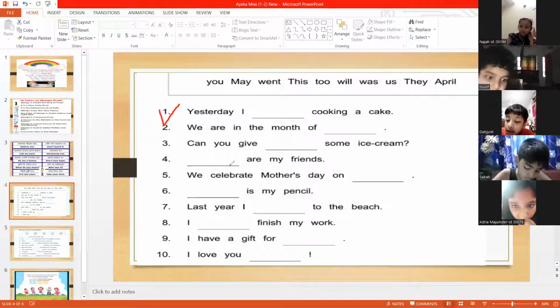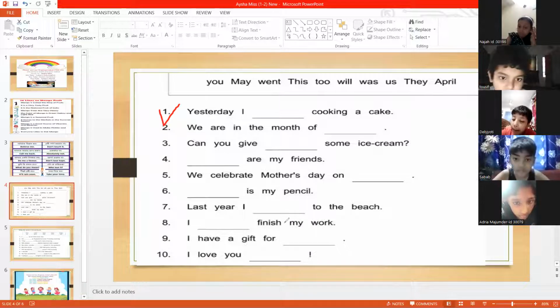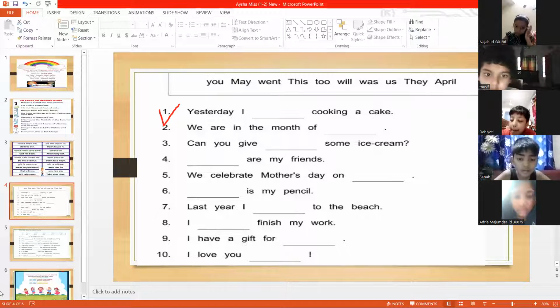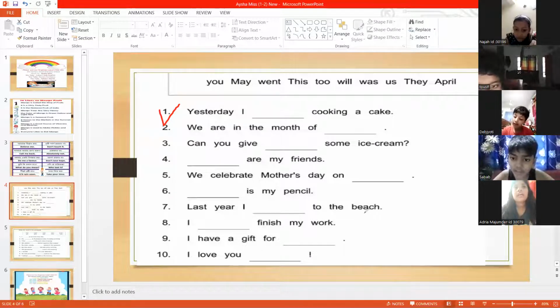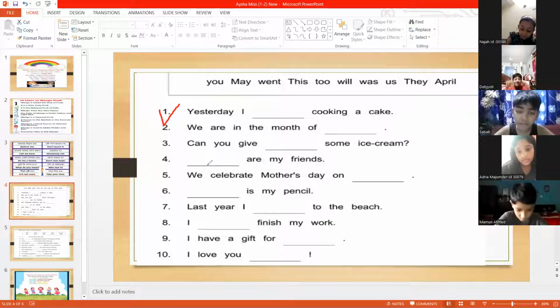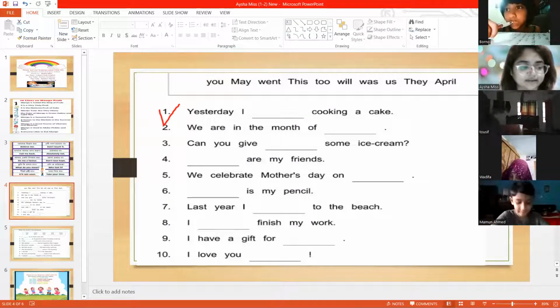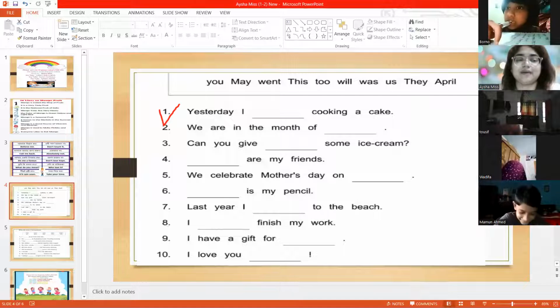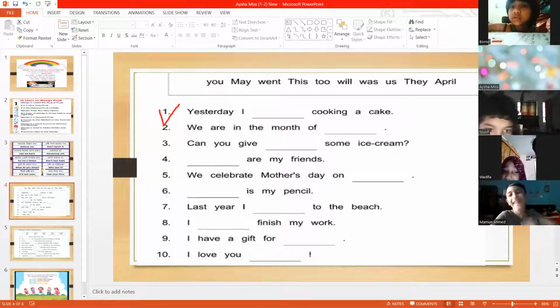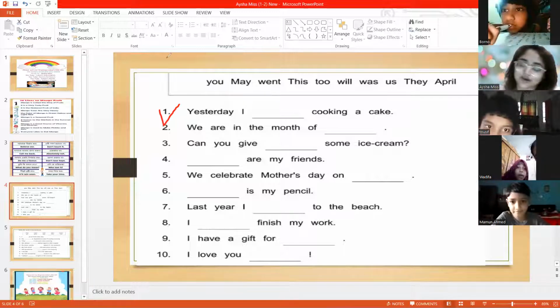Dash are my friends. We celebrate Mother's Day on dash. I am telling you Mother's Day, this will be May. Number six, the dash is my pants. It's very easy. Number seven, last year I dashed to the beach. Number eight, I dash finish my work. Number nine, I have a gift for, remember that we are in the month of it. Yesterday, I will cooking a cake. Yesterday, I was. Miss, we are in the month of April.